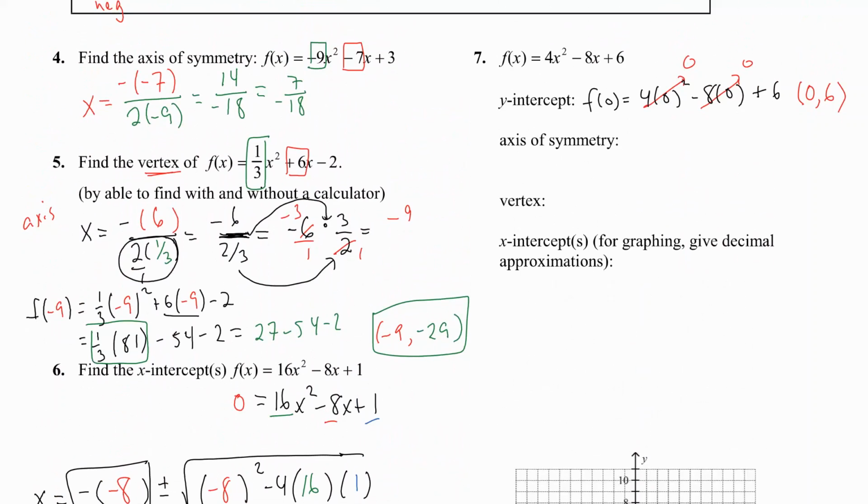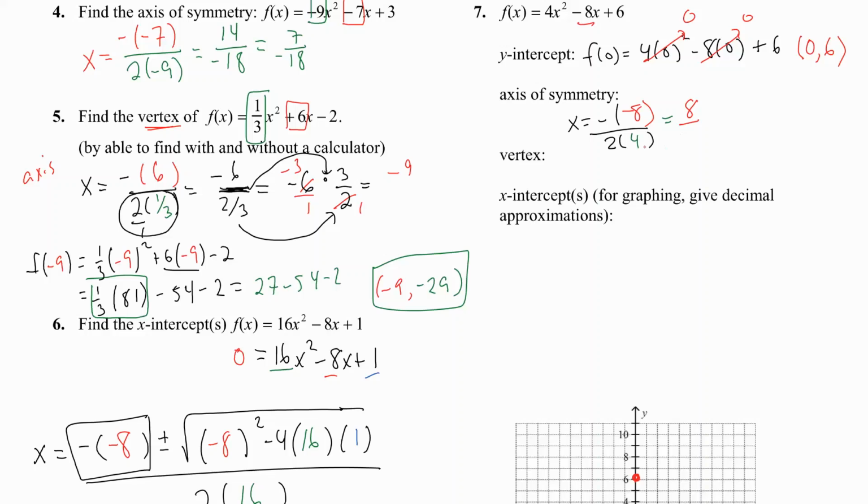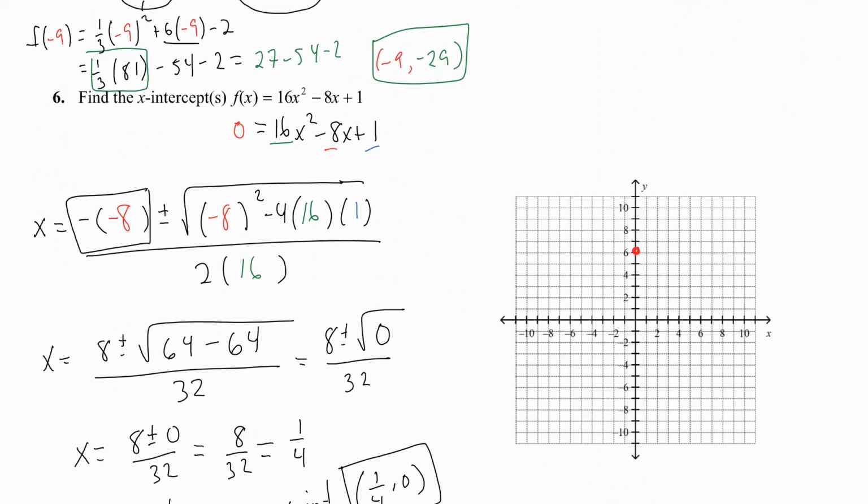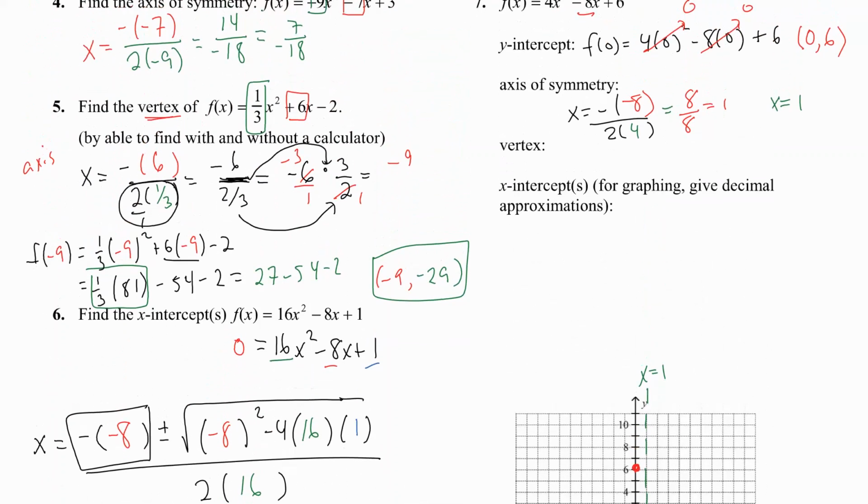All right, axis of symmetry. That is where we're going to do x equals negative b over 2a. So the b value there is negative 8, divided by 2a, and a is 4. Positive 8 over 8, which is 1. So the axis of symmetry is x equals 1. So we can draw that in. It's not necessary, but it may be helpful to graph that. So that's x = 1. So the graph will be the same on both sides of that.